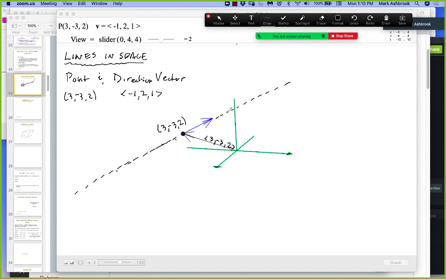With our given point and our given direction vector, we're after getting an equation or a function that gives us all the points on this line. Okay, well now by putting the direction vector right there, I just found another point on the line. What's the new point on the line that I found?